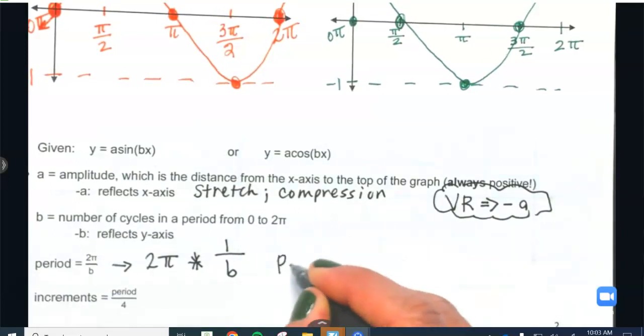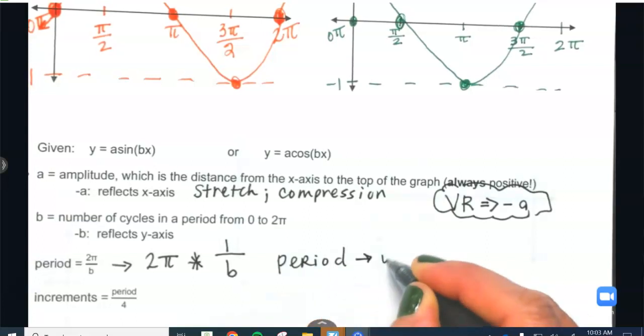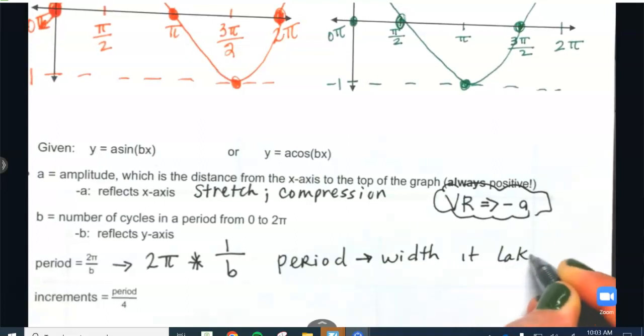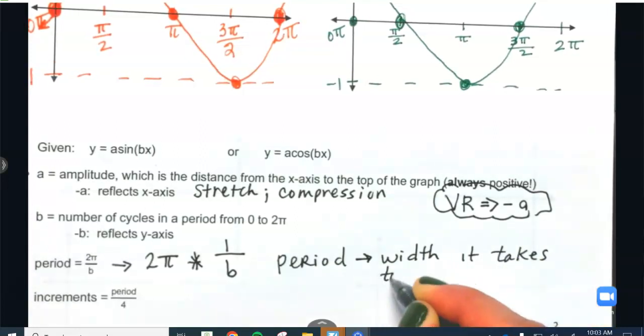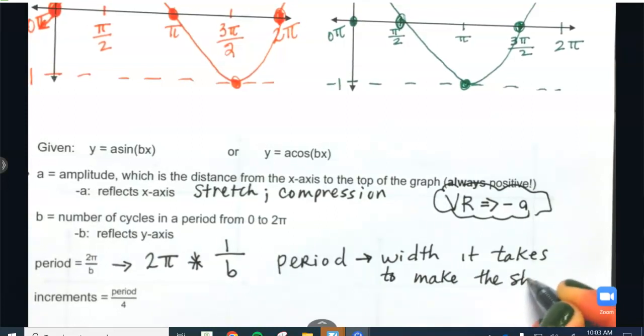So remember, a period is the width it takes to make the shape, or how long it takes on the x-axis for it to start over.